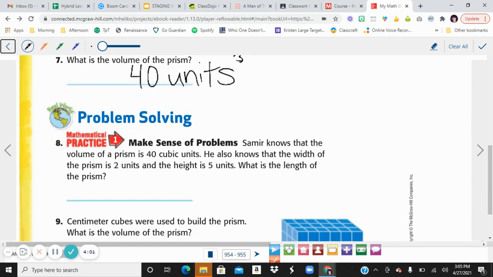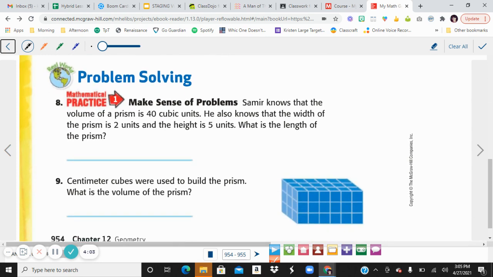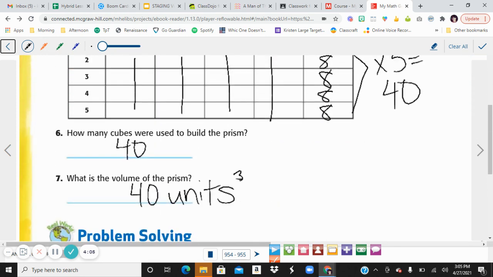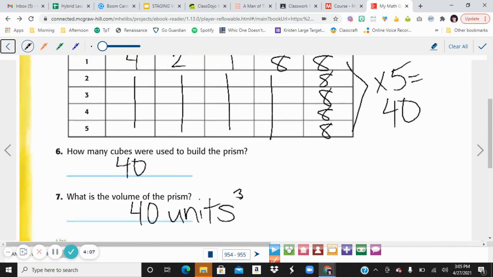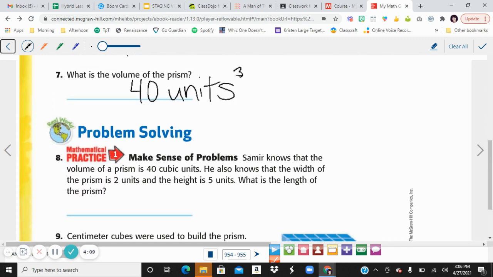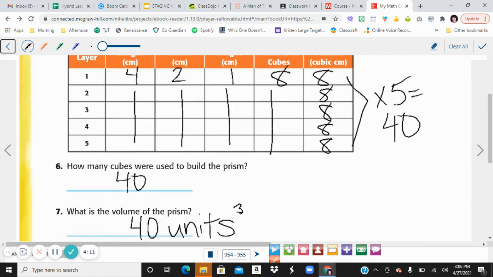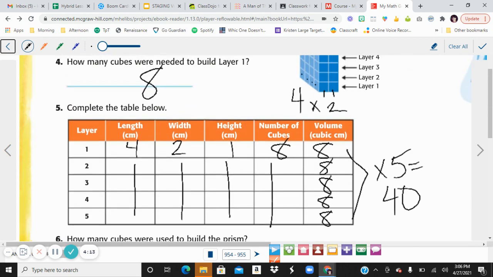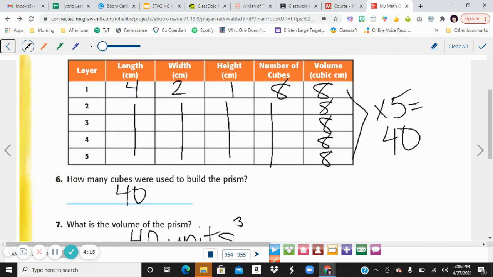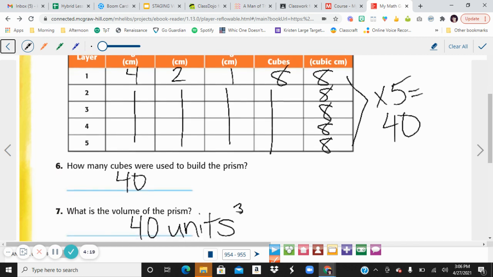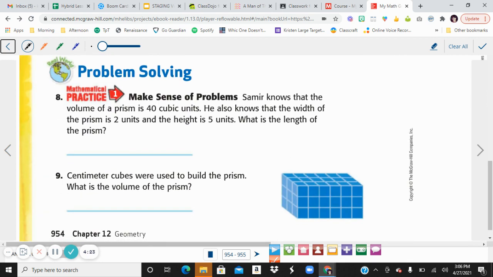Okay, number 8. If you need to go back, you can pause the video here so you can see that. Pause right there so you can see the whole answer. Okay, there you go. Here we go, number 8.